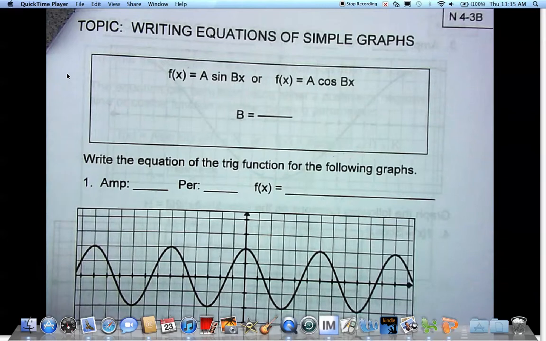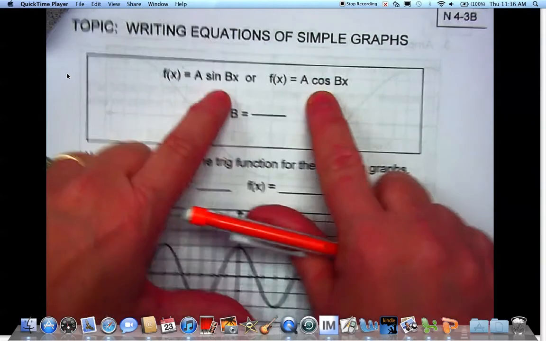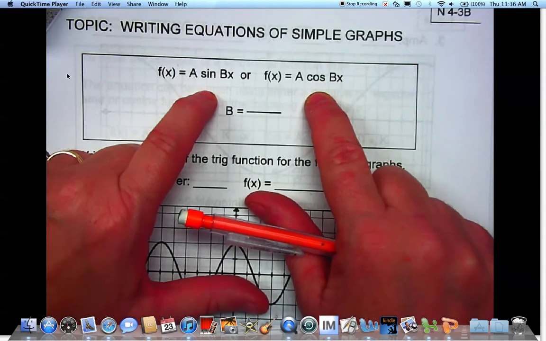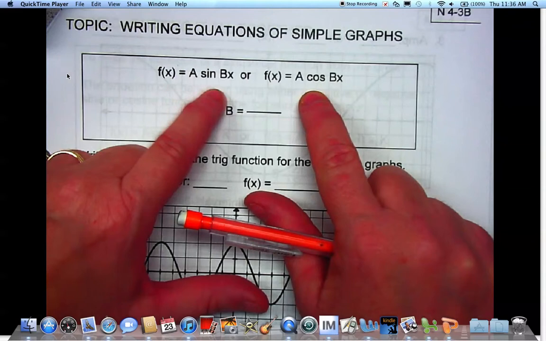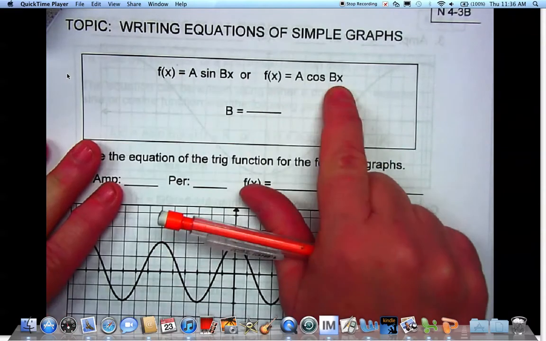It's f of x equals a sine bx, or f of x equals a cosine bx. We're going to write one of these two equations for each graph. And we are not shifting them left or right or up or down. Just the stretching with the a and the b. So we have to figure out how to find the b.